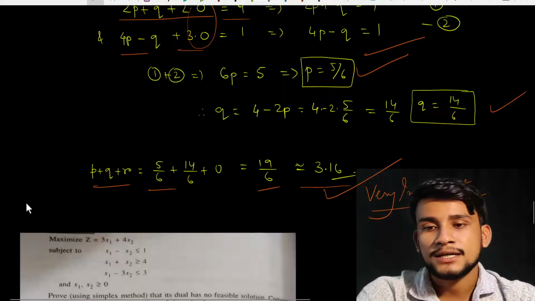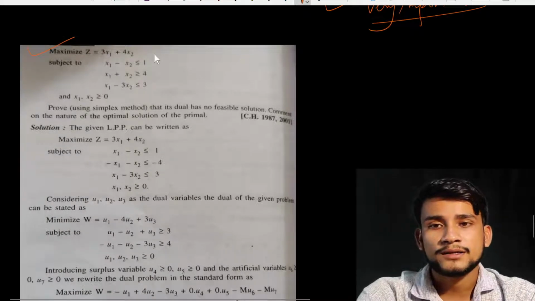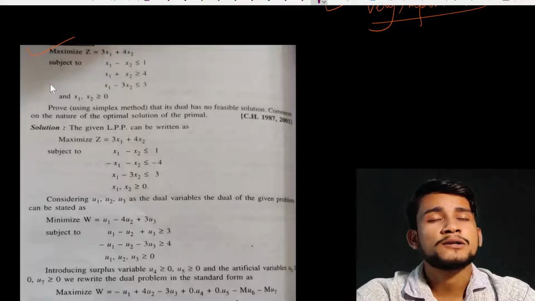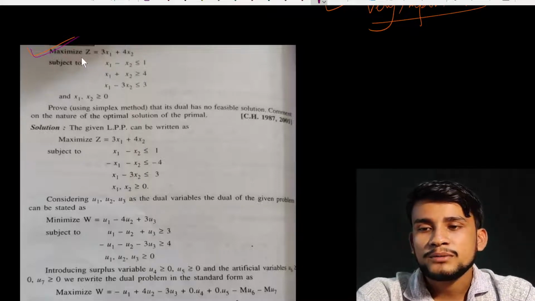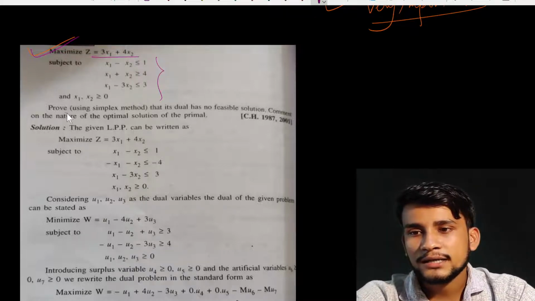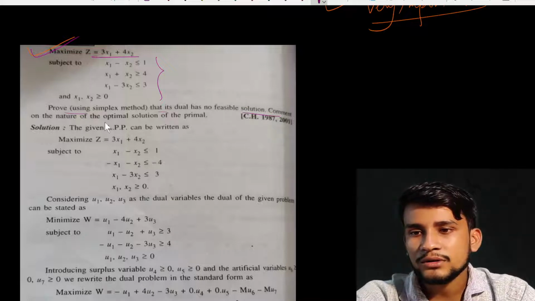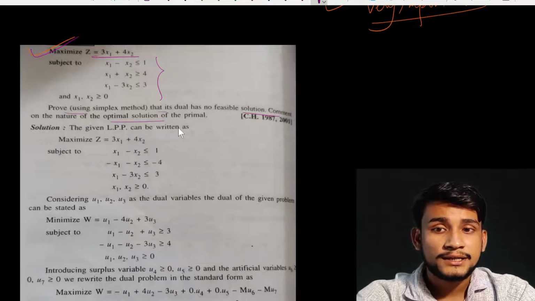This is a very important example based on the complementary slackness theorem. So let us come to another example, a simple example for the dual problem, and after this problem I end the duality. Then after duality we start the transportation problem. The problem is: maximize z equal to this, subject to these inequalities. Prove that its dual has no feasible solution. Comment on the nature of the optimal solution. I take this problem because it is a different type of problem.